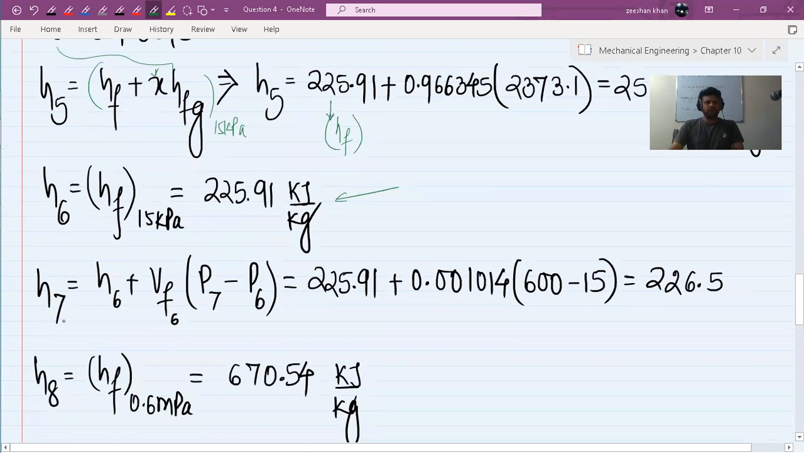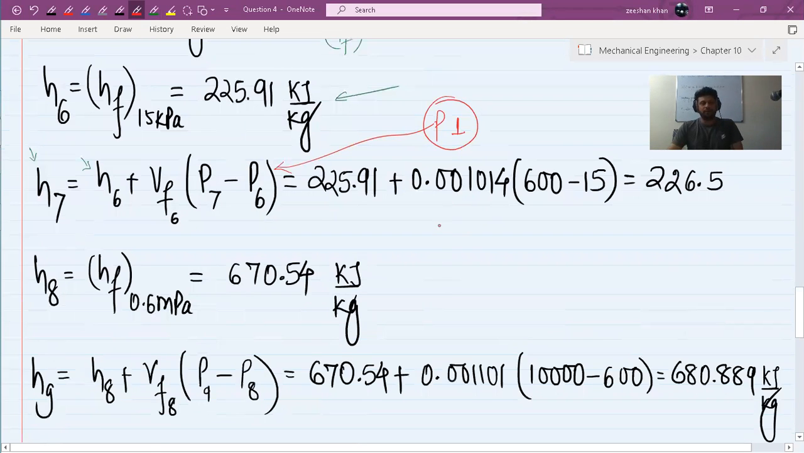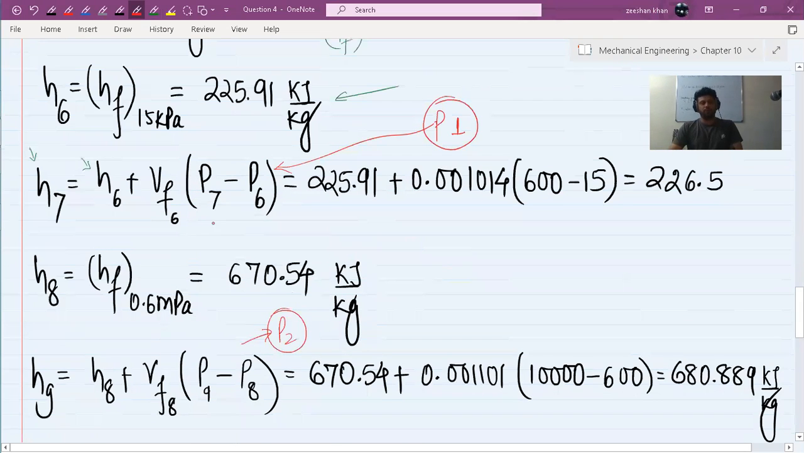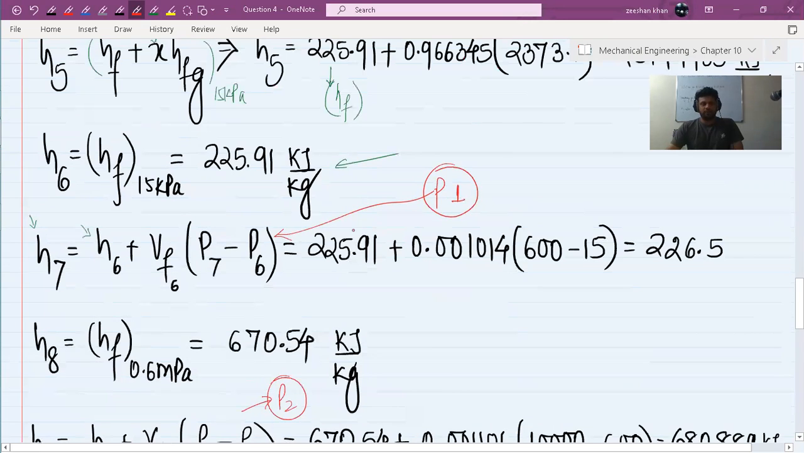And h7 is equal to h6 plus vf6 into p7 minus p6. This is the relationship between h6 and h7. That is what is going on in the pump. This is all from pump 1, and this is from pump 2. So this formula, we must be very familiar with this. We've been using it for the last many problems, and after all of that, h7 comes out to be 226.5 kilojoule per kg.